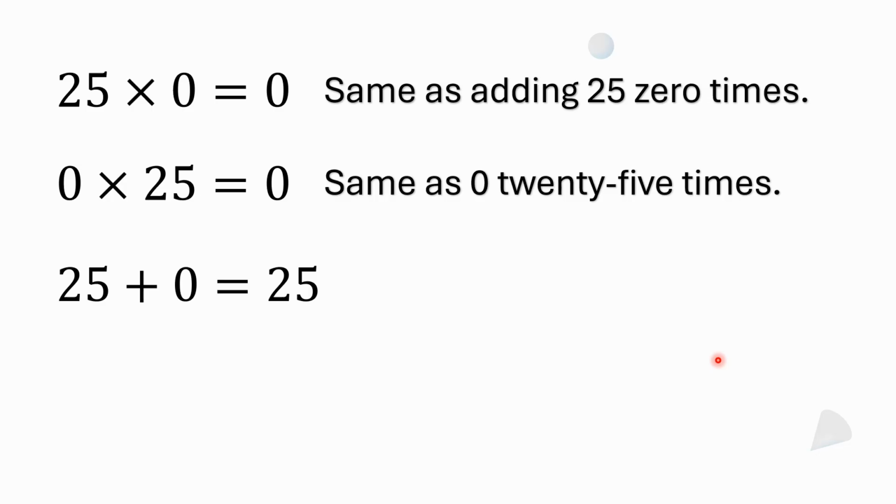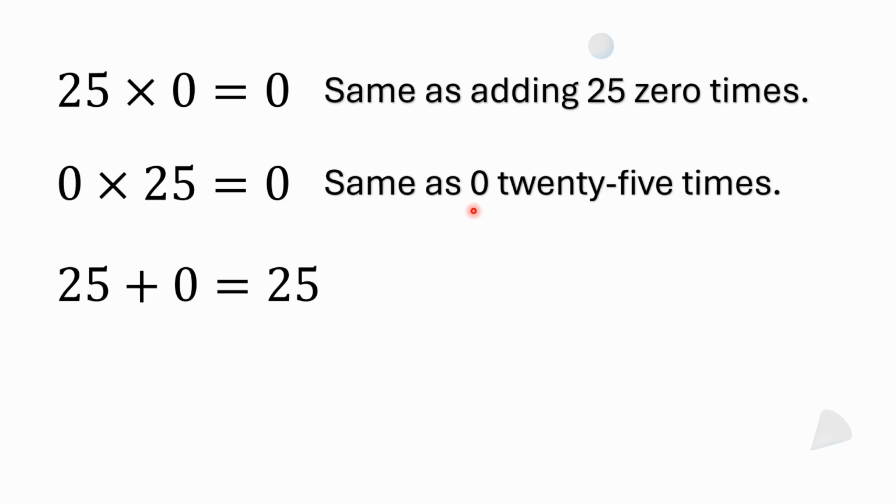0 times 25 is the same as adding 0 25 times. I forgot to write adding in here, but it's the same as adding 0 25 times. Well, if I add 0 25 times, I still have 0 in the end, right? If I keep adding nothing to nothing, it's still nothing.